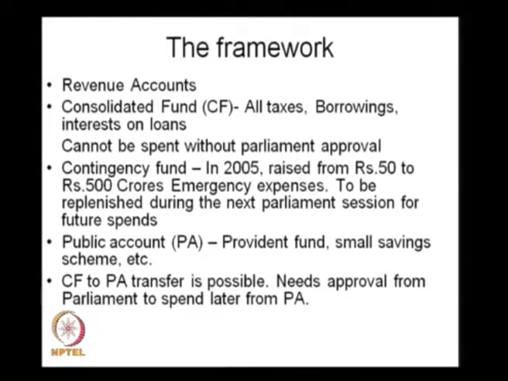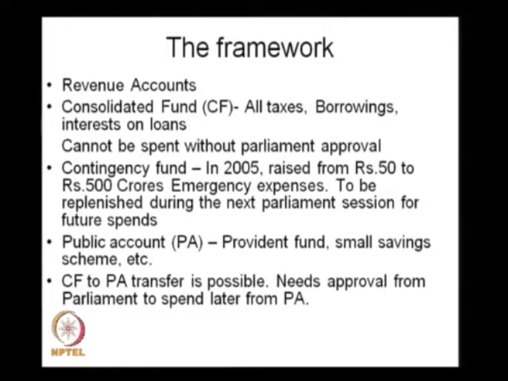The contingency fund, actually there is something called the contingency fund, which is used to meet some unexpected events like a natural calamity, and it was in 2005 that what used to be rupees 50 crores was raised to 500 crores. Every time that we use money from the contingency fund to meet such emergency expenses, it gets replenished during the next sitting of the parliament, so that in future again the contingency fund is used to meet any urgent emergent expenses.